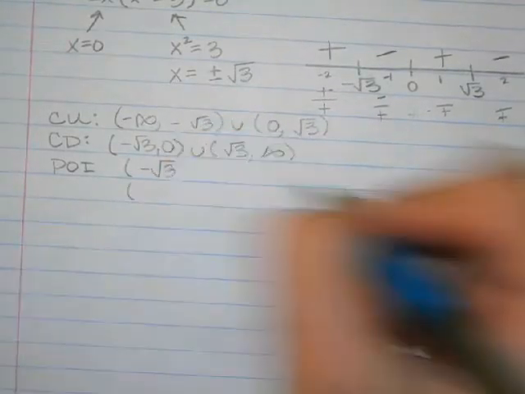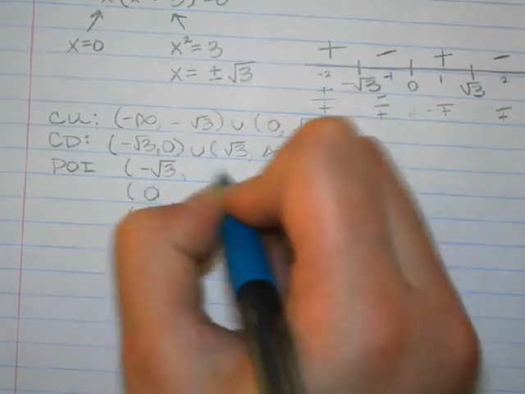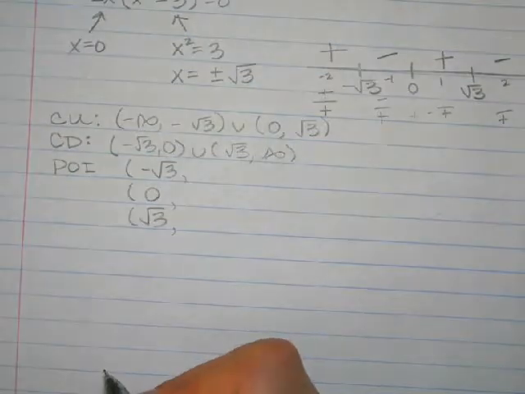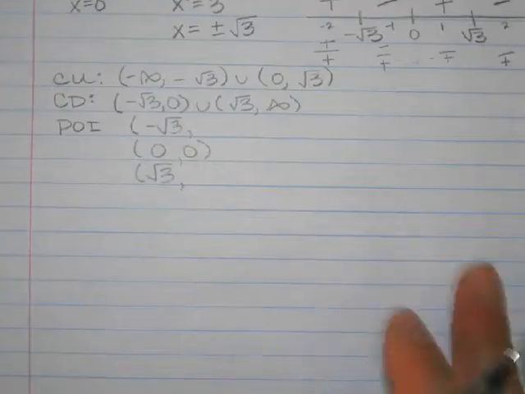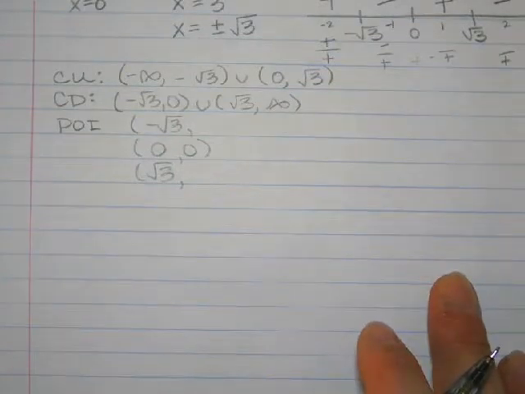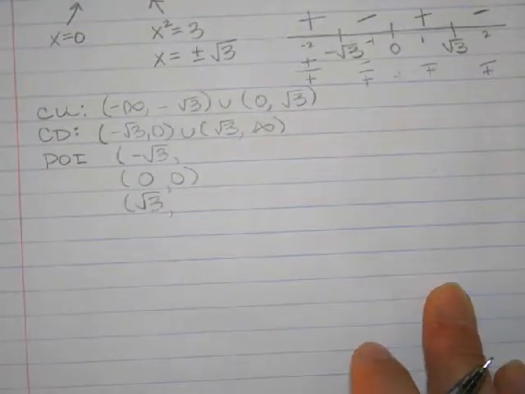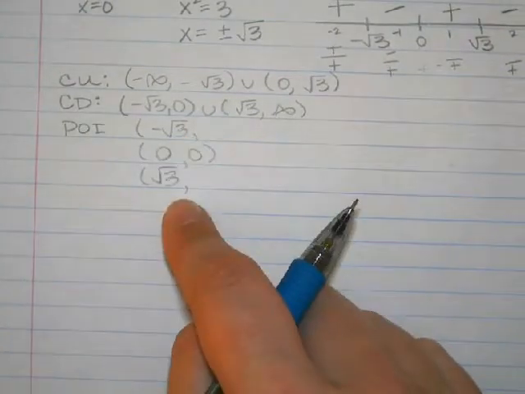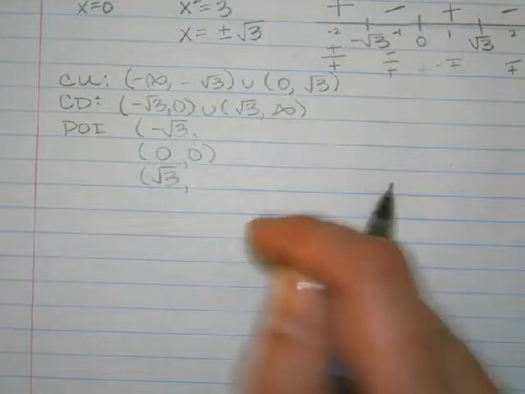-√3, 0, √3. We already know what the y-coordinate is of the point that has 0 as the x-coordinate. 0. That was the x-intercept and the y-intercept. And now the point of inflection. And we predicted that, right? We knew that was a point of inflection based on our little sketch we had. Okay. What do I need to do with these x-coordinates to find their y-coordinate? Plug them into the original.